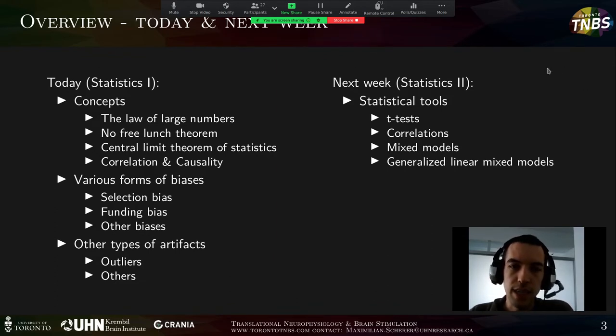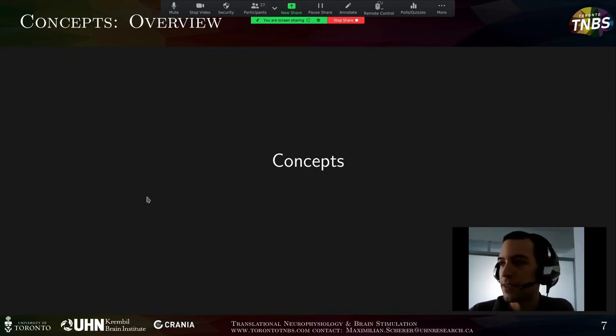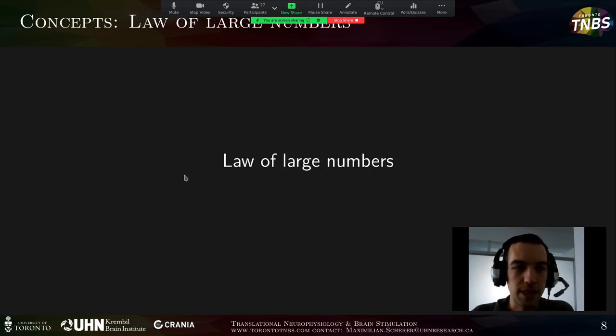And next week we are going to do some statistical modeling, where we basically put what we learned today into practice and, as I said, adjust some models to some data and learn how to do that in a couple of different ways. Anyway, let's jump into today's session. And we're going to start with some statistical concepts.